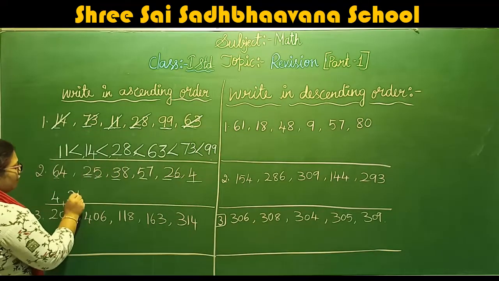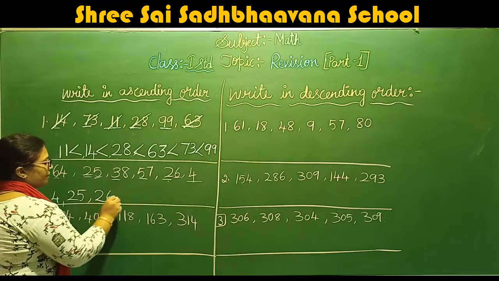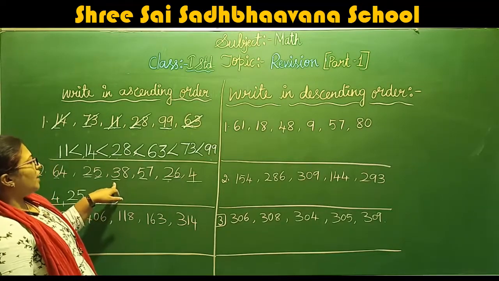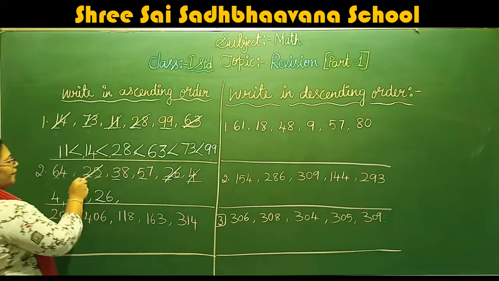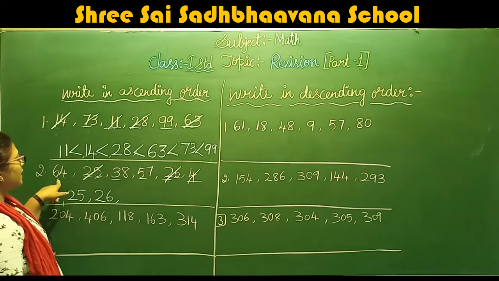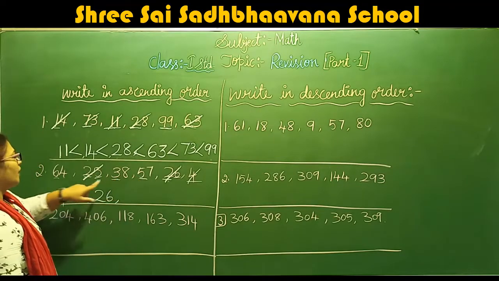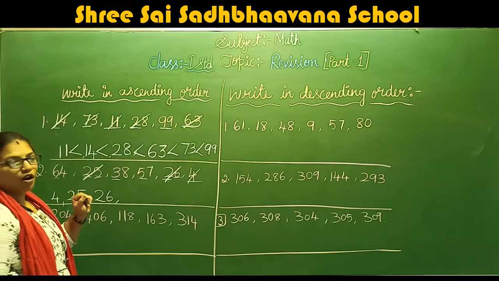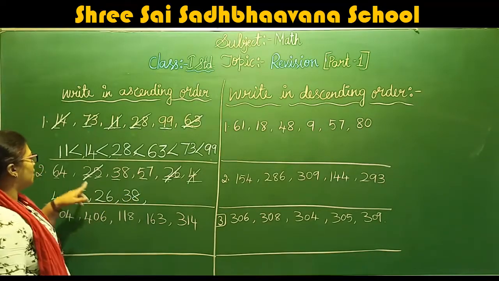So we have to write 25 here, then 26. Now 38 and 57. So this is finished, and this is finished. Next, 64, 38 and 57 are there. 5, 3, 6. Which is the smallest? 3 is the smallest. So we are writing 38.